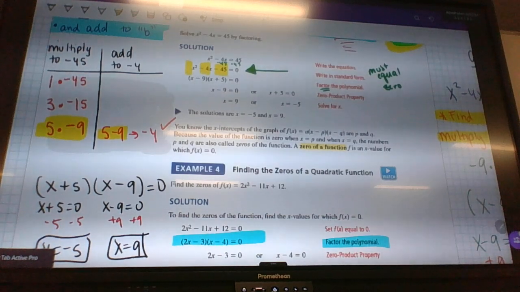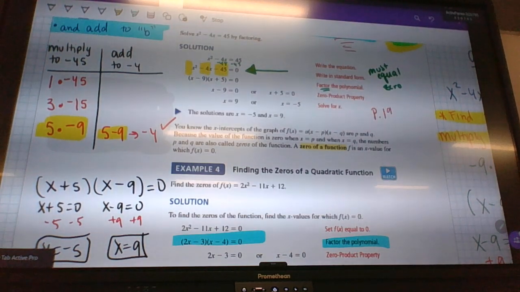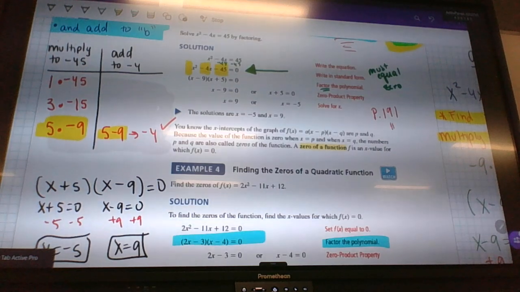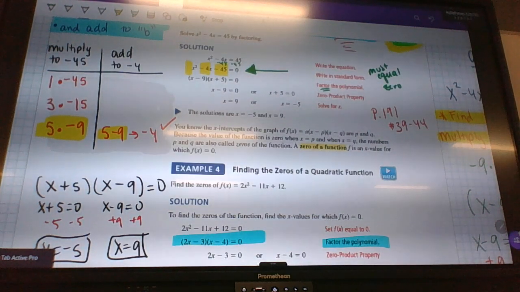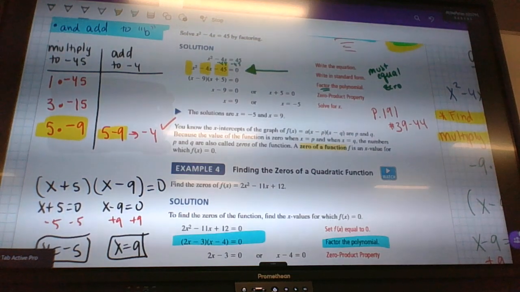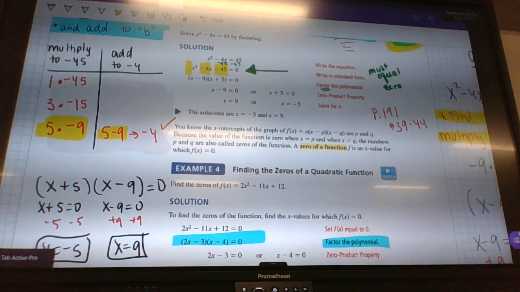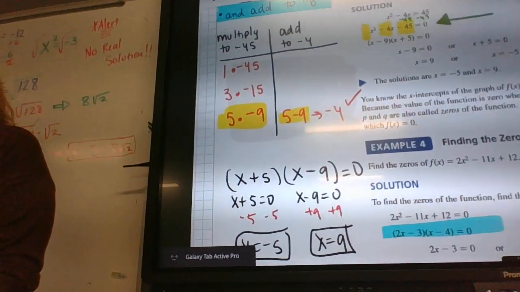So today you're practicing this. It's page 191, number 39 to 44. So you have 6 chances to try to figure it out. I'll go over them tomorrow. So you do your best. Find the numbers. And I'll go over them tomorrow.